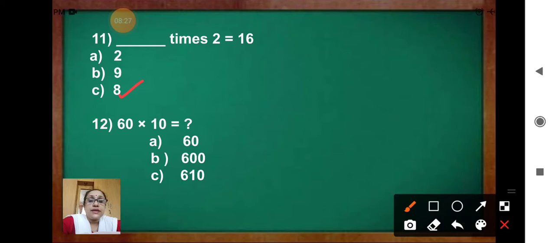Question 12. 60 multiplication sign and 10. So 60 tens are equal to question mark. Choose the correct answer. 60 is there, 600, 610. So the correct answer is 600.